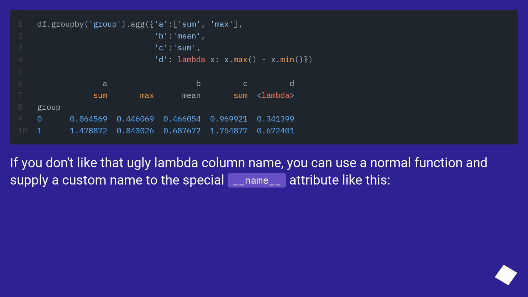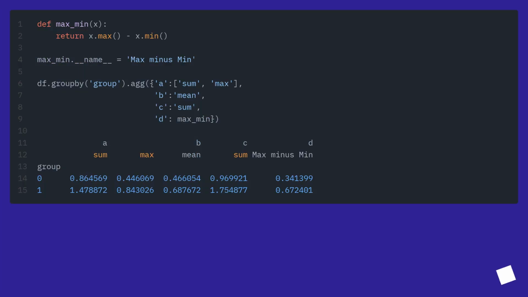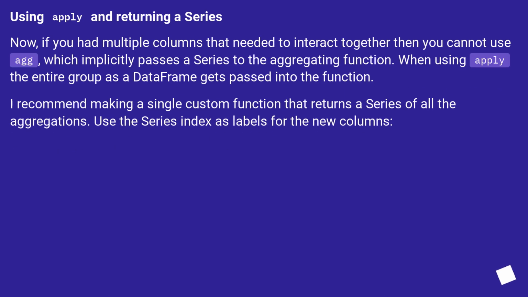A dictionary mapped from column names to aggregation functions is still a perfectly good way to perform an aggregation. If you don't like that ugly lambda column name, you can use a normal function and supply a custom name to the special __name__ attribute like this. Using apply and returning a series.